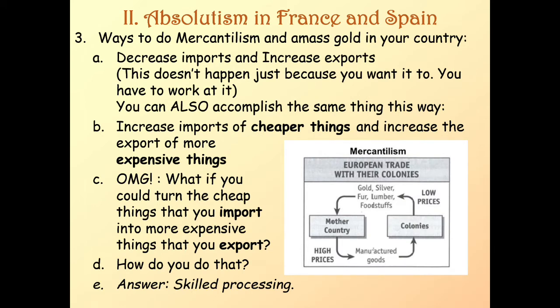So, ways to do mercantilism and amass gold in your country. There are three levels of sophistication that you can take, and I've outlined them here: A, B, and C. We'll start with the most basic level. You can decrease the imports you have and increase the exports, right? Now, this doesn't happen just because you want it to. You have to work at it. You have to make this happen. And that's the lowest level of sophistication when it comes to mercantilism.